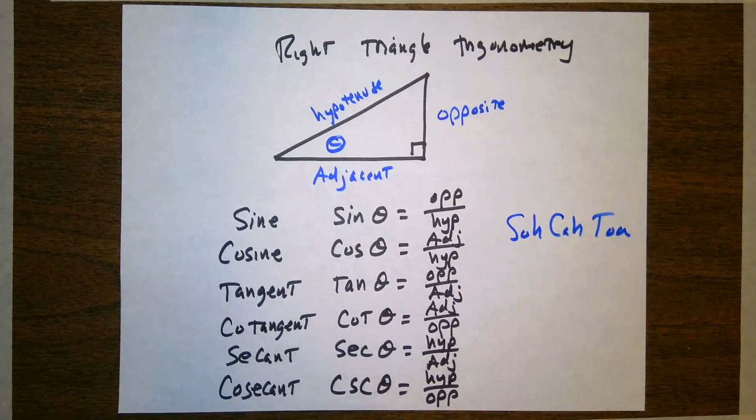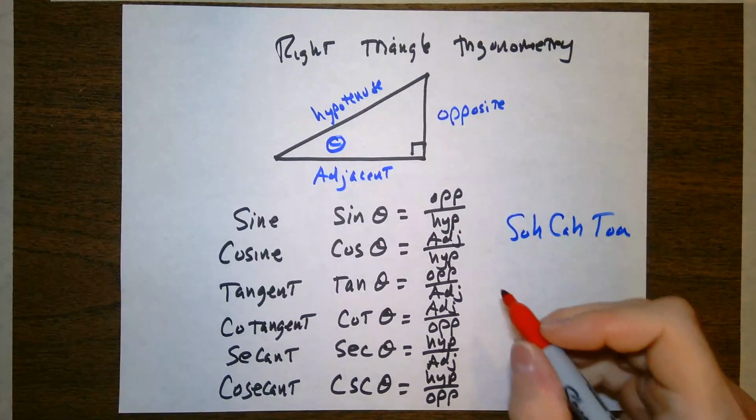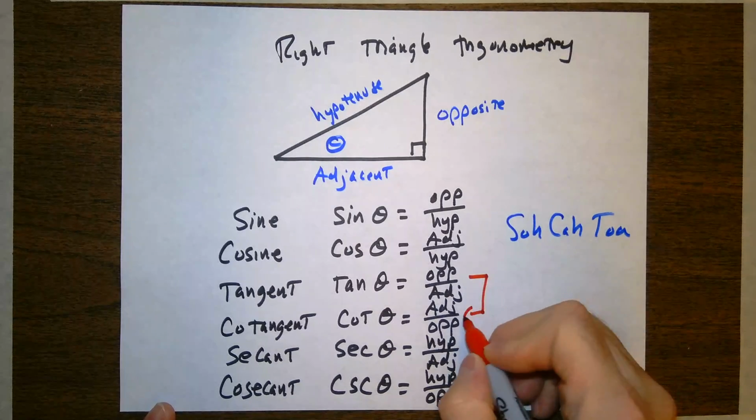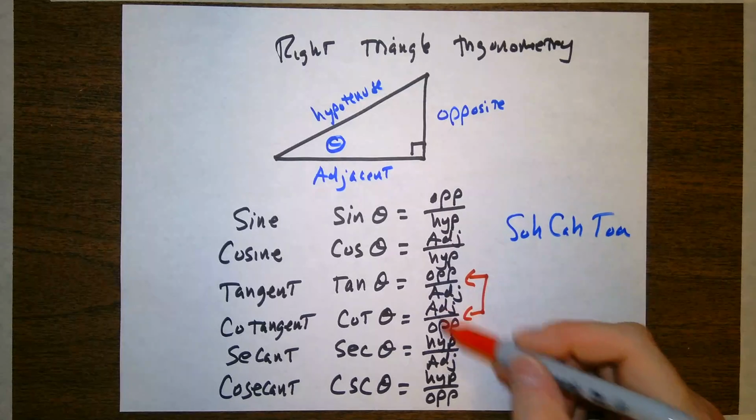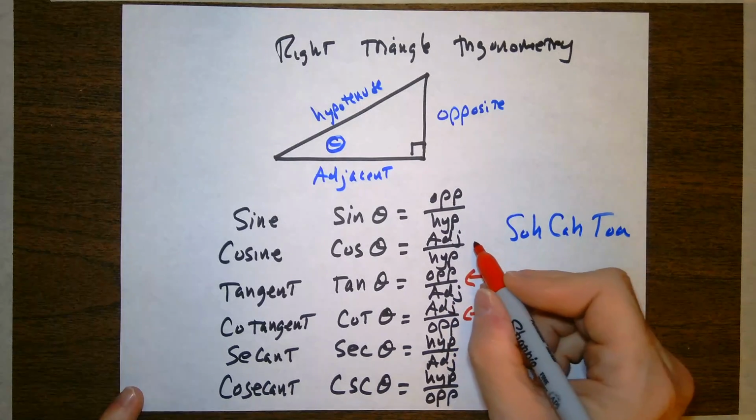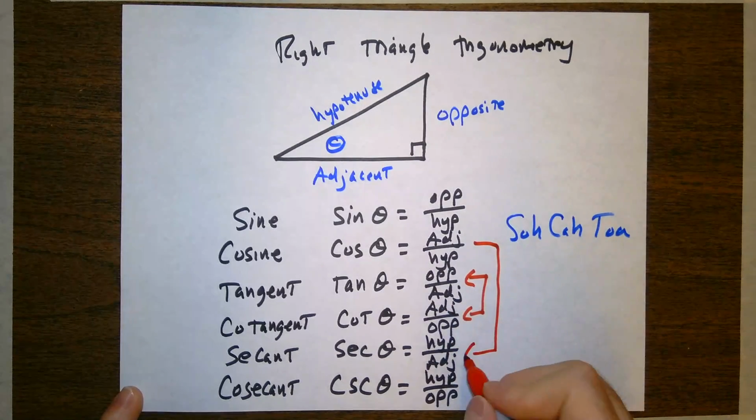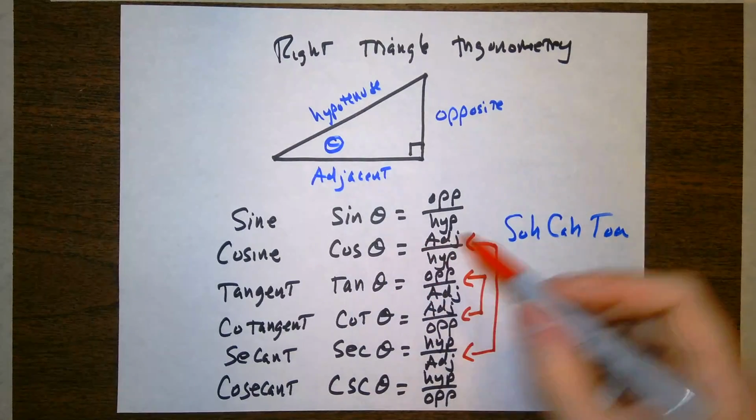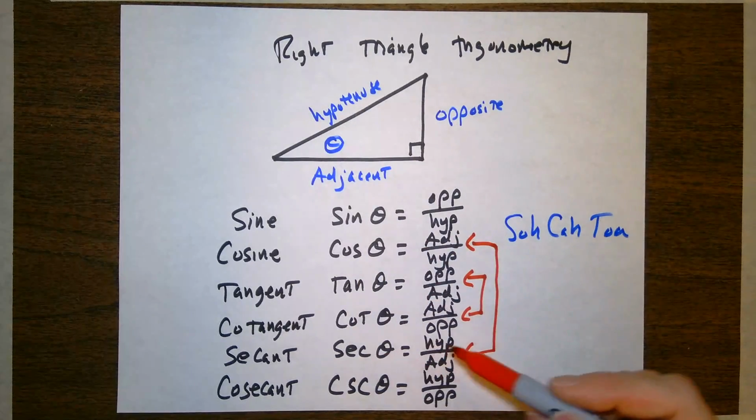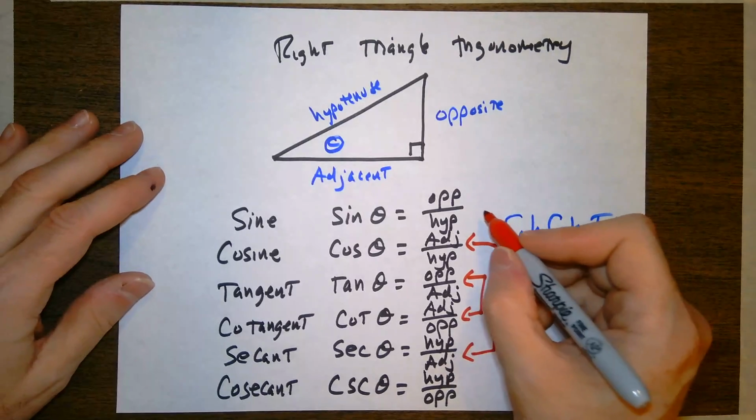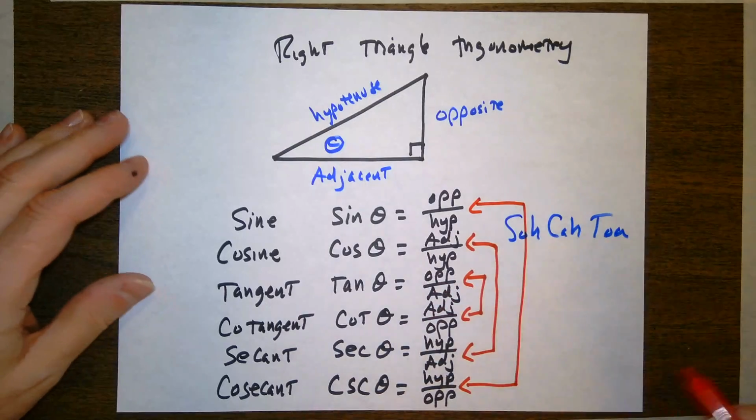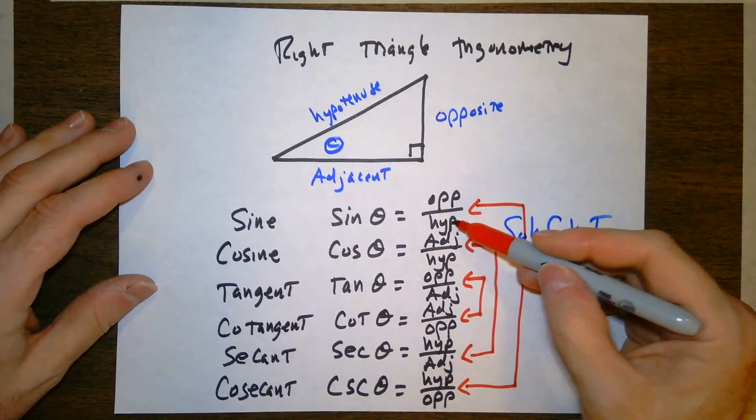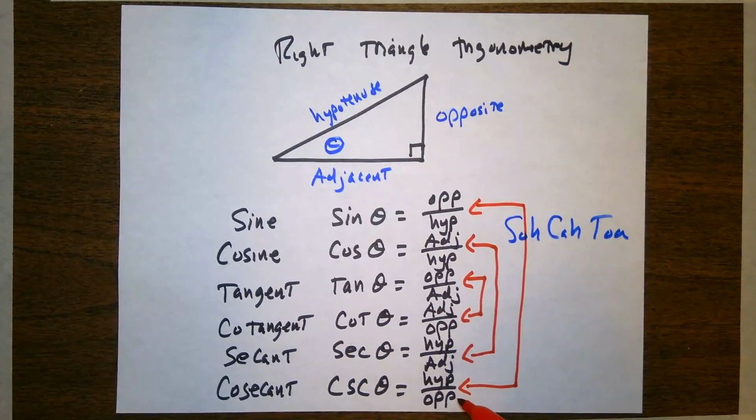There is a relationship here, and I want you to take a look at this. If I compare tangent and cotangent, tangent is opposite over adjacent, cotangent is adjacent over opposite. They're inverses. Same thing with cosine and secant. The cosine is adjacent over hypotenuse, the secant is hypotenuse over adjacent. And finally, sine and cosecant. Sine is opposite over hypotenuse. Cosecant is hypotenuse over opposite. So when you know the first three, you know them all.